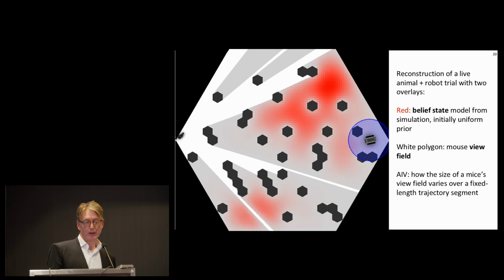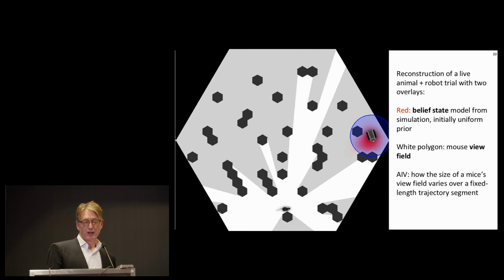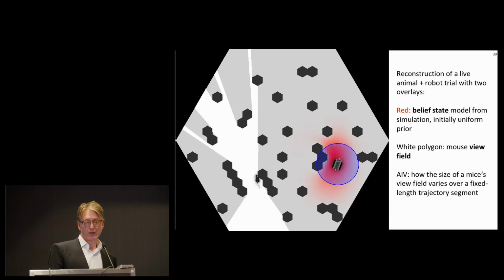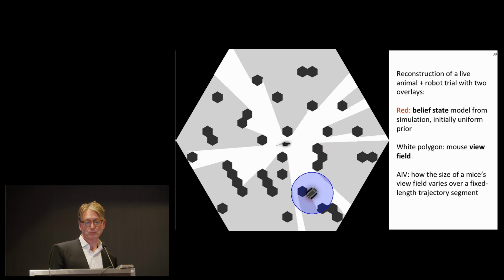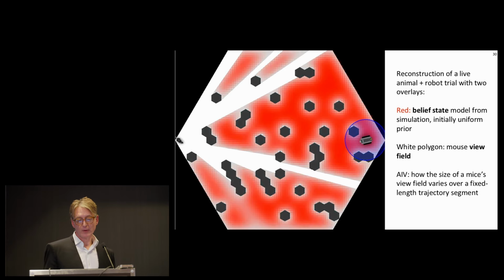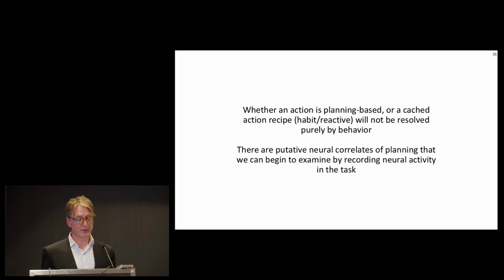And we're also showing the view space of the mouse over time. All right, so we're analyzing a lot of data like this right now to try to get insight into how much this optimal approach to belief estimation maps onto the animal's actual behavior.